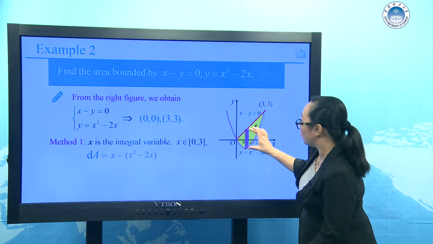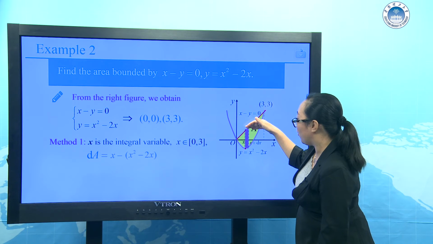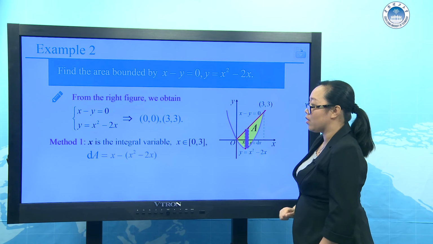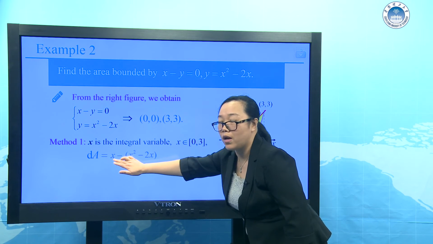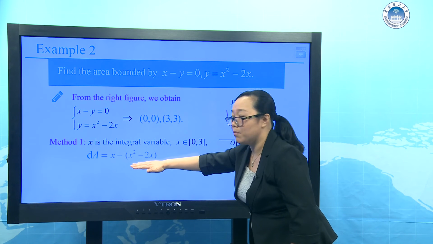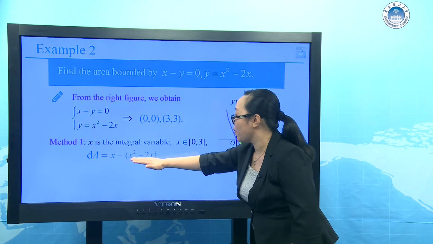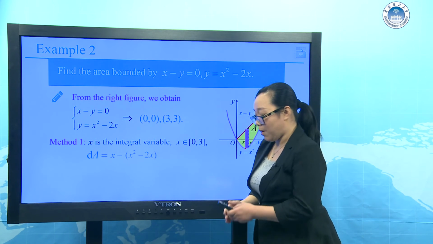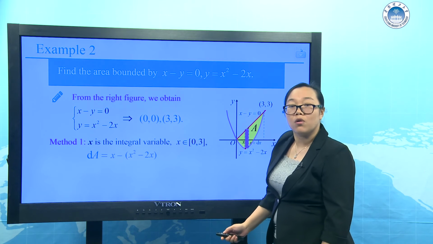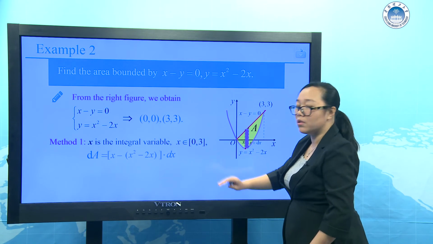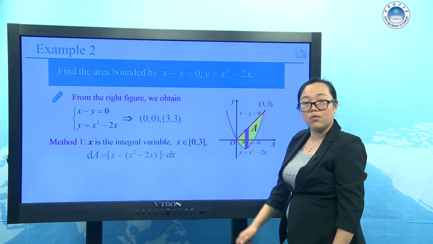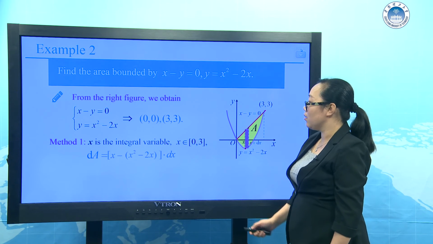How to get the corresponding height? Upper point minus lower point, okay? Upper point y equals x means f(x). Lower point means y equals g(x), x squared minus double x. This is our corresponding height, bracket times the bottom. This is our area element.